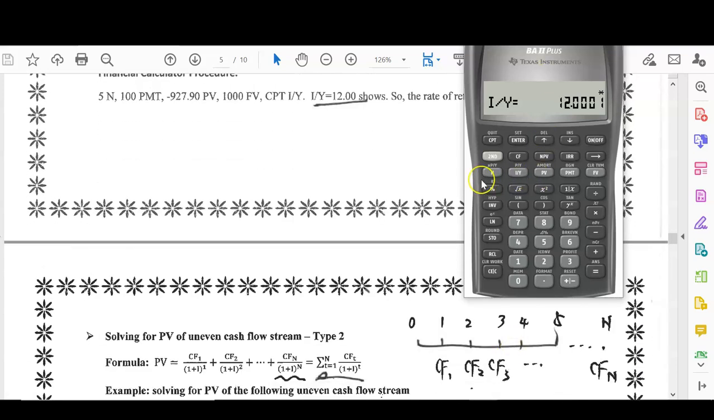Okay, so that's for type 1 uneven cash flow. If we have annuity plus lump sum, we can work with payment and future value and solve for PV or I. Okay, or we can just solve for future value of this annuity plus additional lump sum to get future value of this uneven cash flow.